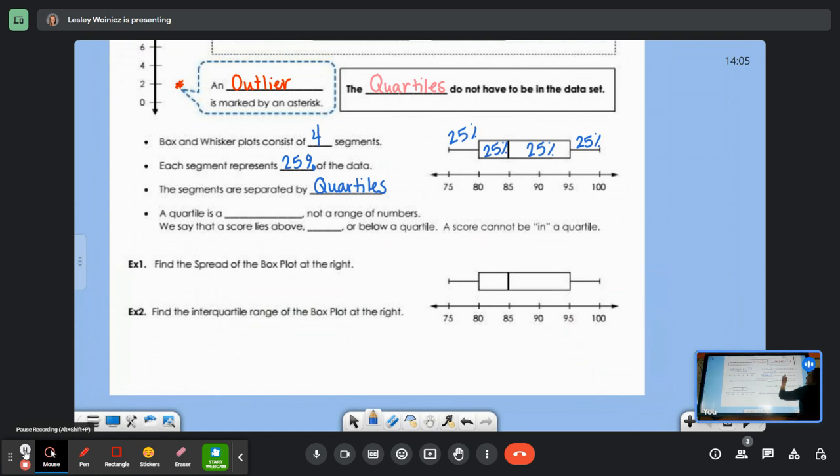A quartile is a single value, not a range of numbers. So we can say that a score or an element of data lies above, at, or below a quartile. Above a quartile, at a quartile, or below a quartile. You cannot have a data point in a quartile. You can't be in a fence, right?